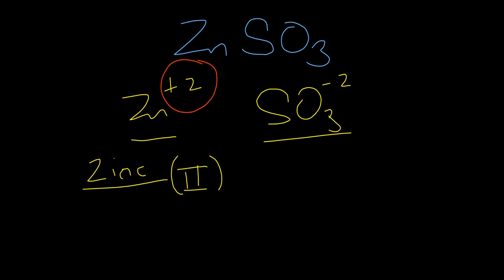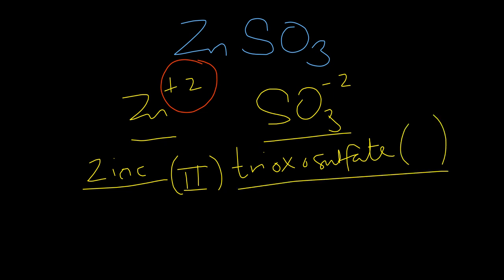We would have to write the name of the oxo-anion. So that will be trioxo, 3 oxygen. So trioxosulfate, or sulfite. Then we determine the oxidation state of our sulfur in the trioxosulfate.